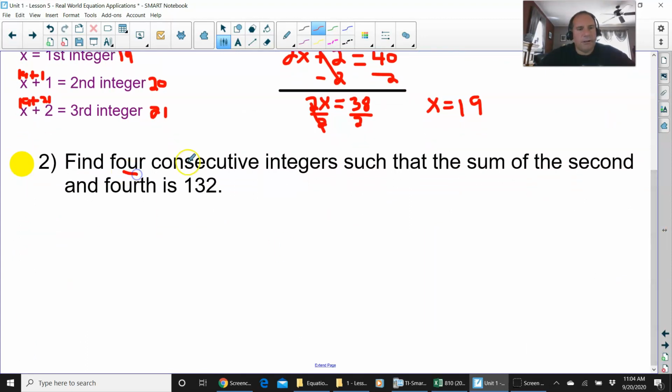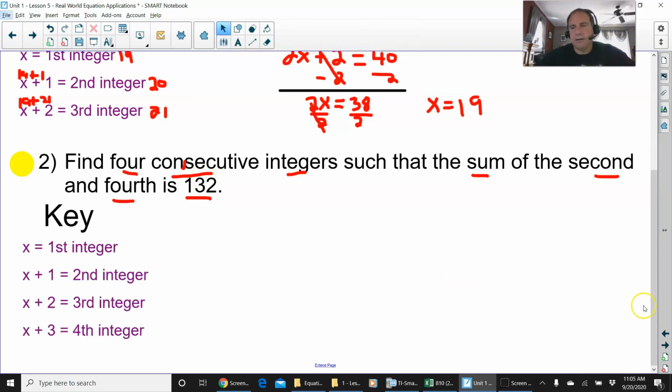Find four consecutive integers such that the sum of the second and fourth is 132. So what I want you to do is press pause and write down the key, and then only add the second and the fourth and make it equal to 132. All right. Press pause, write down the key, and then we'll come back and just talk about the key for a second. Press pause now.